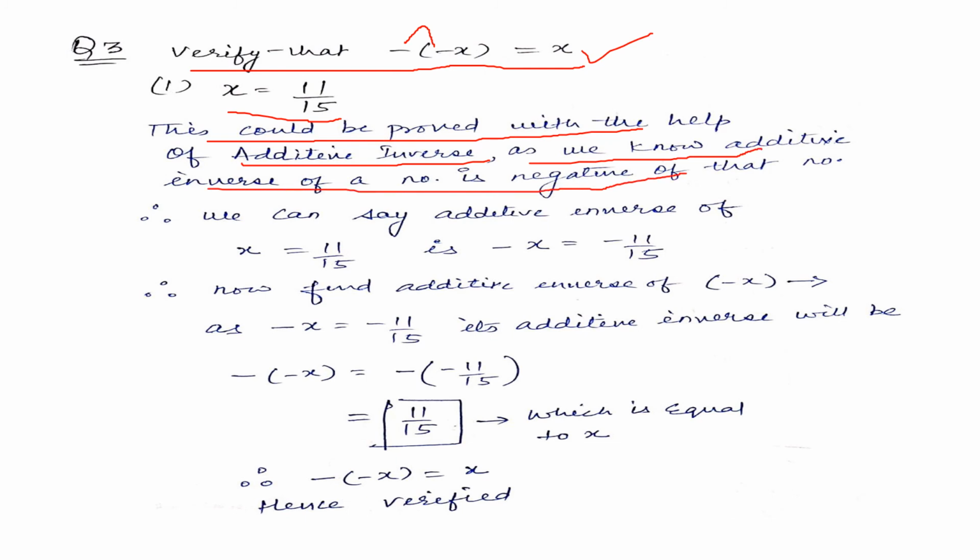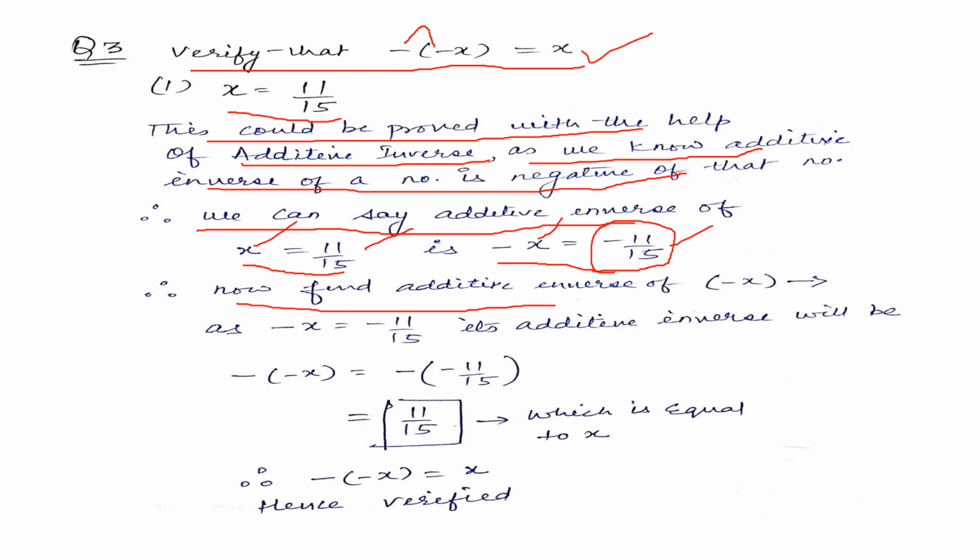Let's see. We can say the additive inverse of x equal to 11 upon 15 is minus x, that is minus 11 upon 15. Now if we find again the additive inverse of minus x, what will happen? It will be minus of minus x is equal to minus of minus 11 upon 15, and we know negative into negative is positive, so the answer is 11 upon 15. So by this method we have verified that this is correct. Okay.